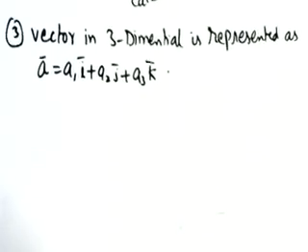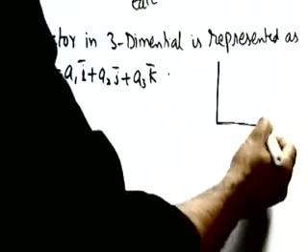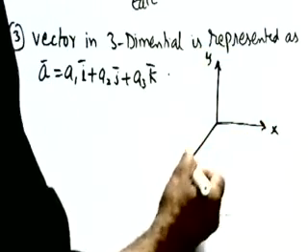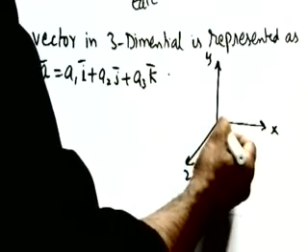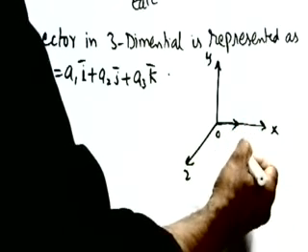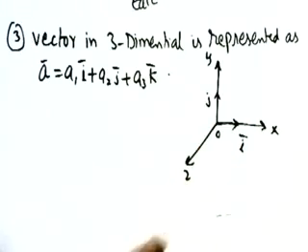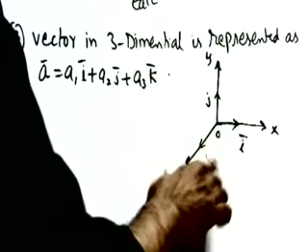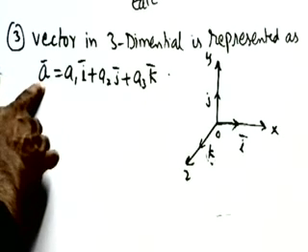Now the next thing is a vector in three dimensions. Suppose we are having a three-dimensional vector. Suppose this is the x-axis, y-axis, and this is the z-axis. Now a unit vector means magnitude is 1. In the x-axis direction we denote it by i, in the y-axis direction we denote it by j, and in the z-axis direction we denote it by k. So i, j, k are the unit vectors along the x-axis, y-axis, and z-axis.